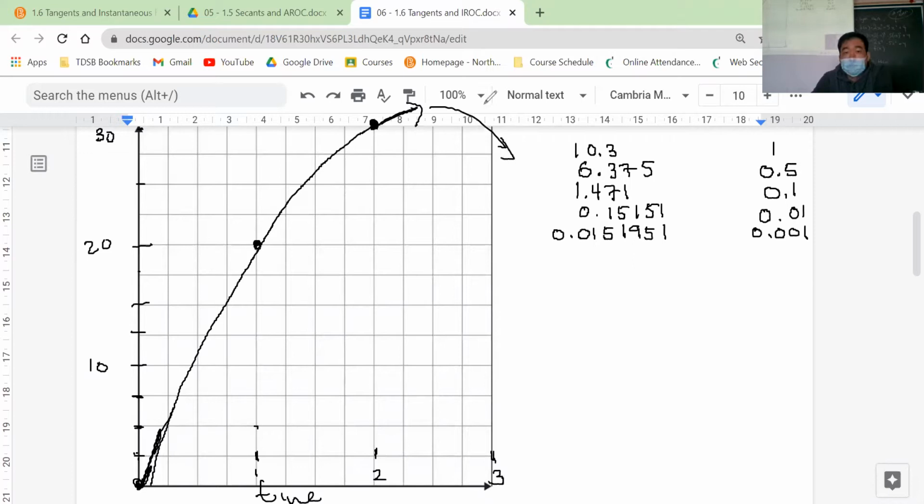But anyway, the first secant that we drew, how about I draw it in red? It was from here to there. And that was a slope of 10. The next secant, I'll use blue. It was from 1 to 1.5. That's right here, somewhere here.